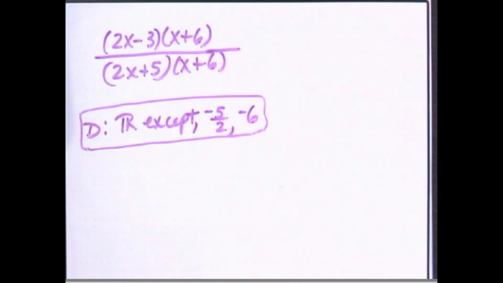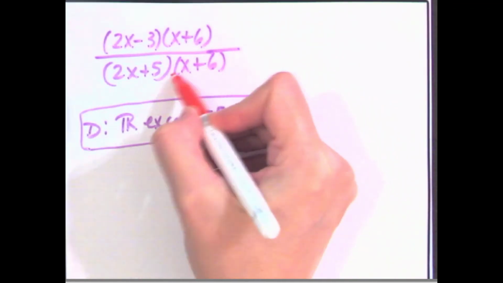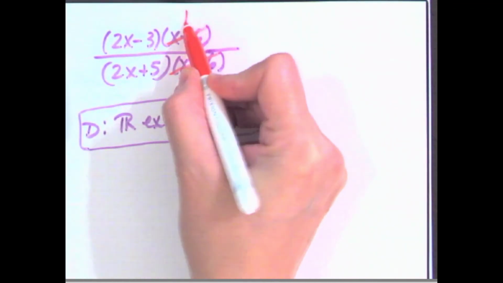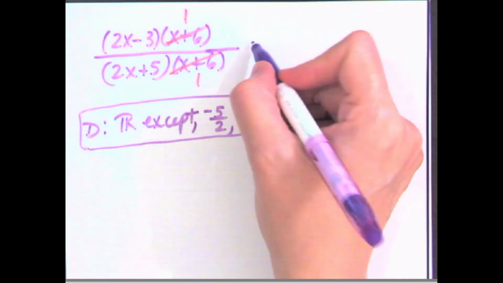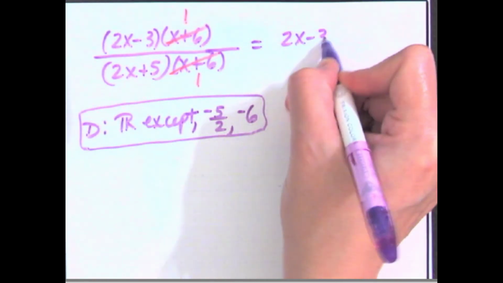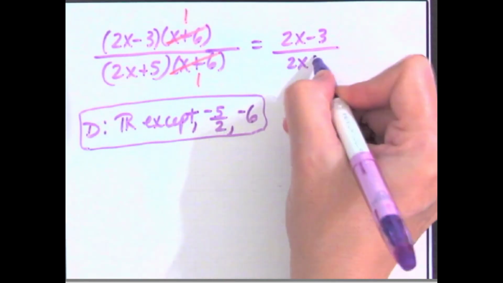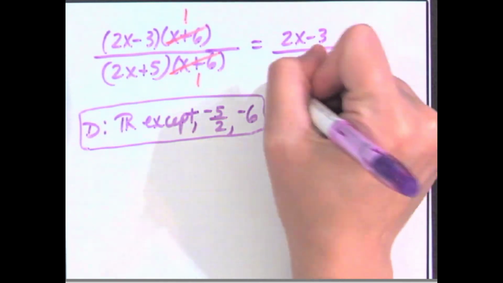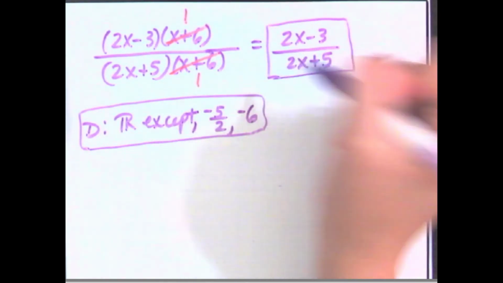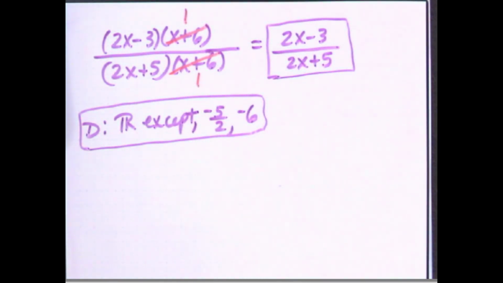Now we will simplify our rational expression by canceling like factors. So I have x plus 6 divided by x plus 6 is 1, and that leaves me with 2x minus 3 over 2x plus 5. So we have simplified a rational expression that had trinomials where a was not equal to 1. We saw we had to do some factor by grouping, and we have also listed our domain.